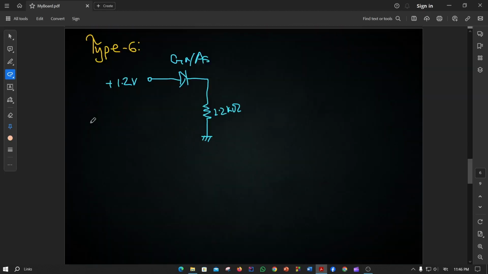So now I will discuss type 6. Here you can see the voltage is 1.2 volt, and the gallium arsenide voltage is also 1.2 volt. So at the same time two things will happen: one is forward bias and another is reverse bias. If you solve the equation you will find that both currents are 0.